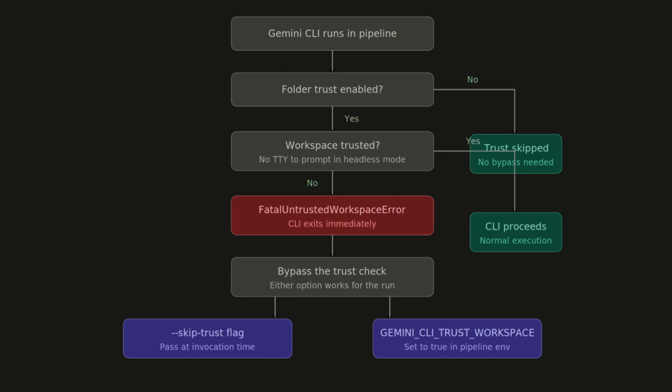In a headless environment, there is no prompt. If the folder trust feature is enabled and the folder is untrusted, the CLI throws a fatal untrusted workspace error and exits instead. To bypass the trust check in CI/CD, either pass the skip trust flag or set the GEMINI_CLI_TRUST_WORKSPACE=true environment variable.